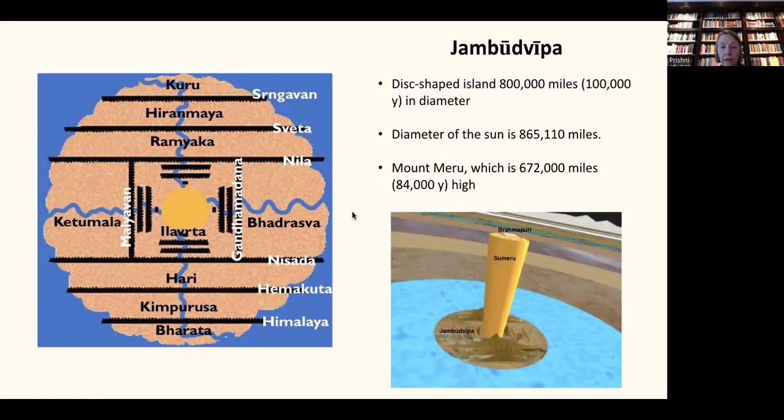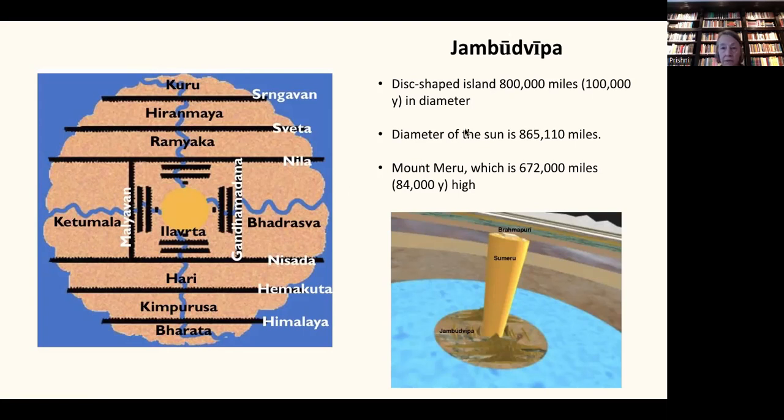So we're looking now at Jambudweep. It's a home, which is where Mount Meru is perched. You can see it here. It's a disc-shaped island. It's described as being basically round, 800,000 miles in diameter. That's huge. The Earth has a diameter of 8,000 miles.